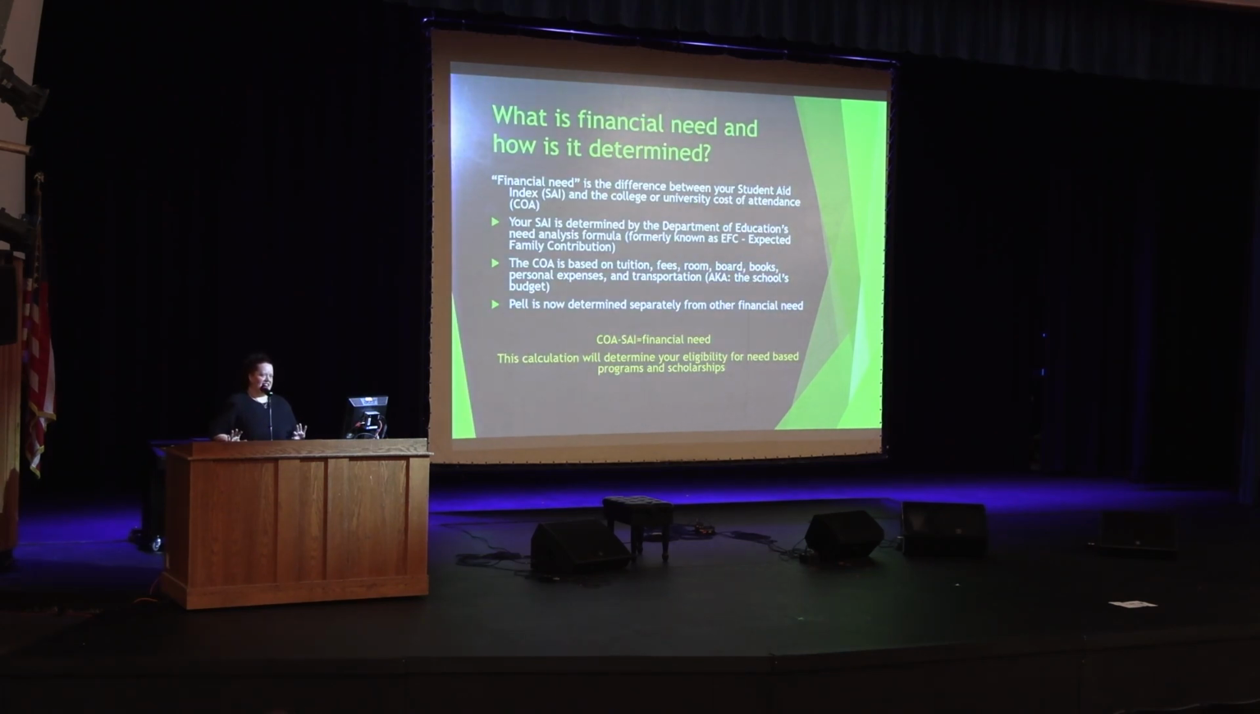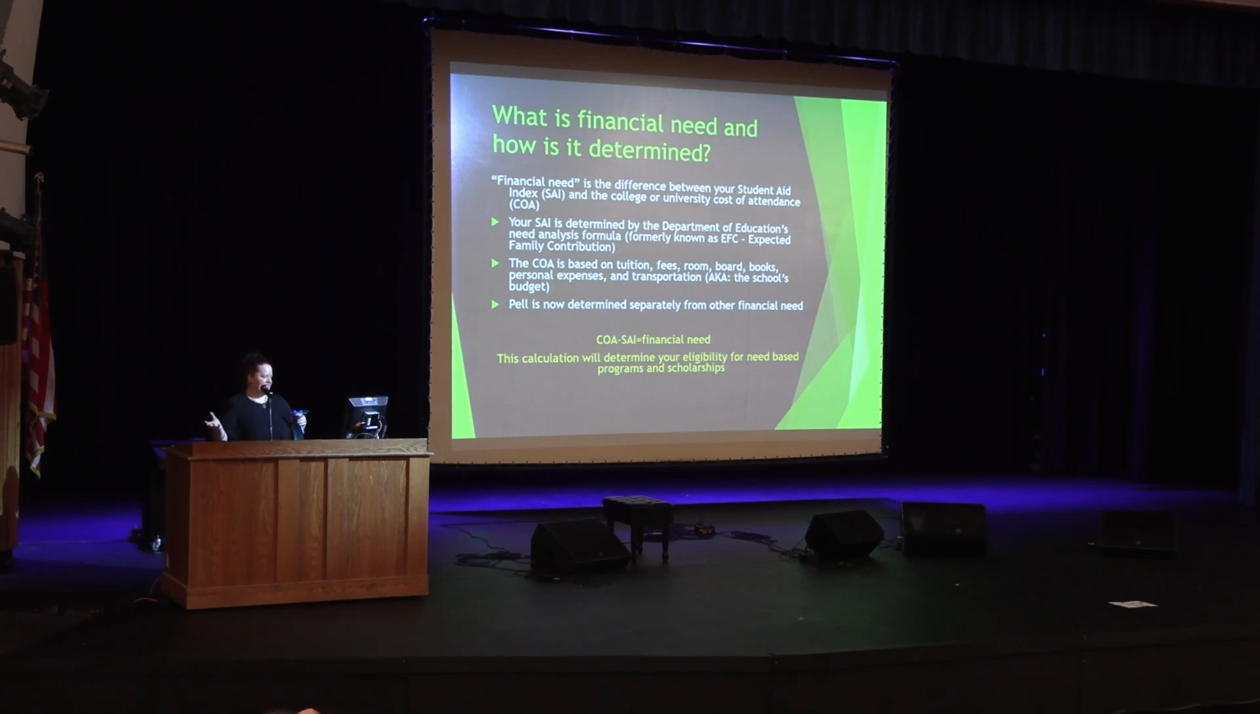So what is financial need and how is it determined? The FAFSA is the federal aid application. When you fill that out, it requests a lot of information. One of the new things that I'll talk about is that it links to the IRS and imports the tax information. The SAI is the Student Aid Index. That's the number that the FAFSA generates. So the aid that you're eligible for federally is based on that number.